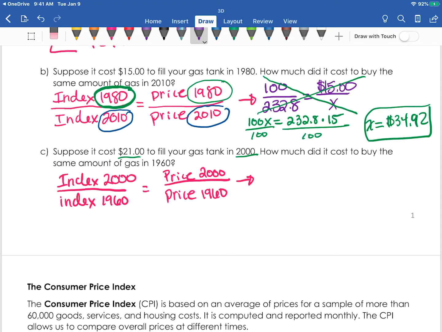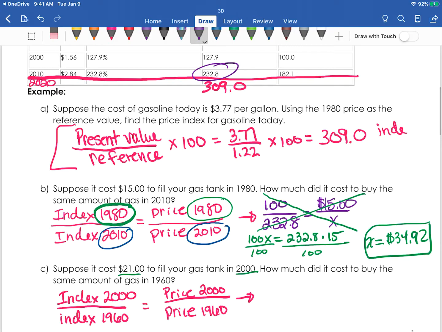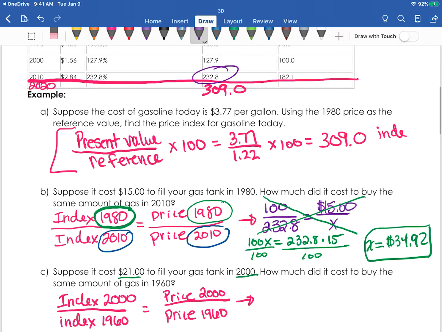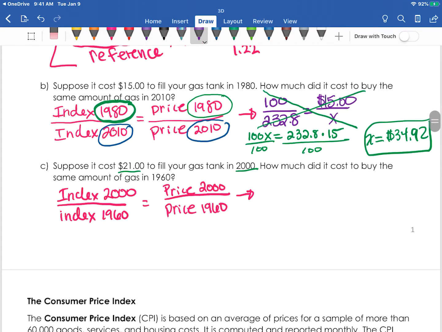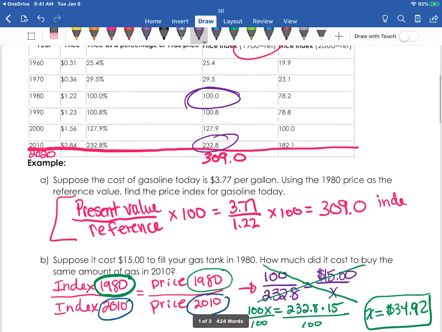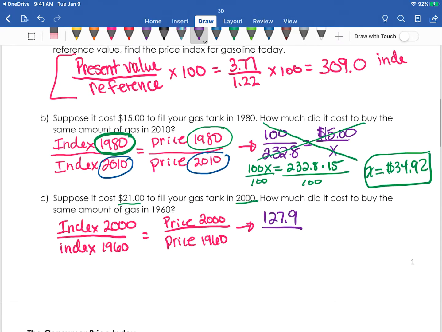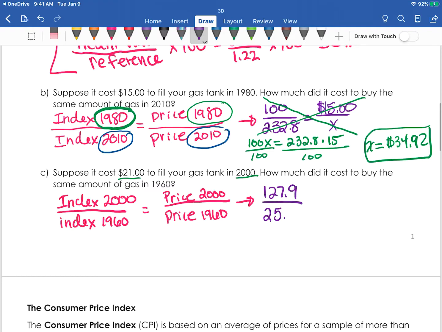So I have to find the index in 2000, so I'm going to scroll up. And 2000, if I look, it's 127.9. In 1960, if I scroll up, let's see, in 1960 it was 25.4. Okay, now the price in 2000 was given to us as 21. So what we're looking for is the price in 1960, so I'm going to call that X.